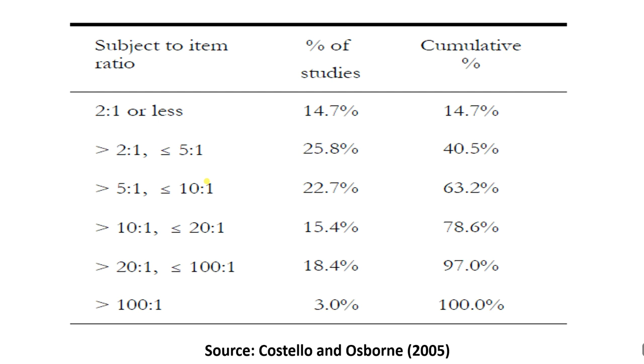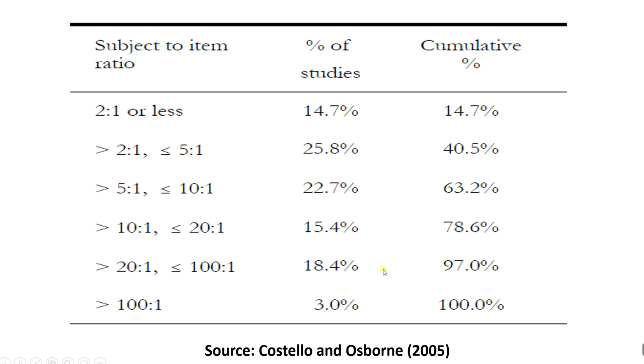They noted that around 14 to 15% of the studies used two participants for one variable, which is around one sixth. Surprisingly, a very low number of participants per variable was used. But if you go by the cumulative percentage, around 63% of the studies used a minimum of 10 participants per variable or less.